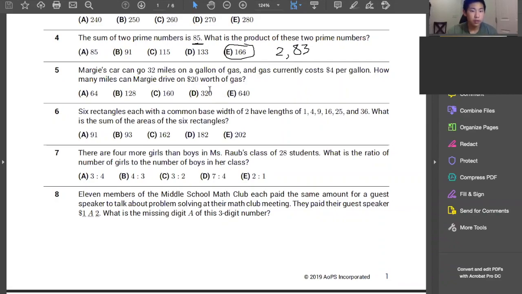Okay, next question. Margie's car can go 32 miles per gallon, and each gallon costs her $4. We want to know how many miles she can go off of $20. First we can see that with $20 she can buy 5 gallons of gas, since 20 divided by 4 is 5. And with each gallon she can go 32 miles. So we do 5 gallons times 32 miles per gallon to get our answer of 160.